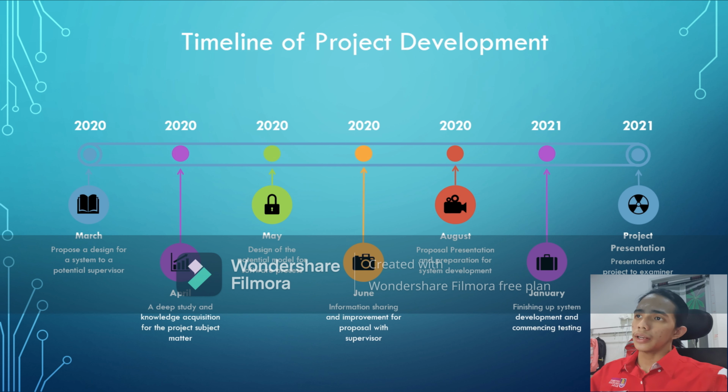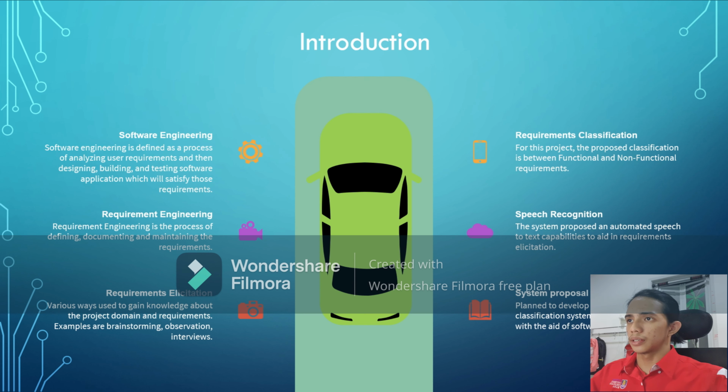As for the introduction, let's start with the gist of my project, which is software engineering. Software engineering is defined as a process of analyzing user requirements and then designing, building, and testing software applications which will satisfy those requirements. In other words, software engineering is used as a way to understand the notion of software preparation and its buildup before you actually develop the system.